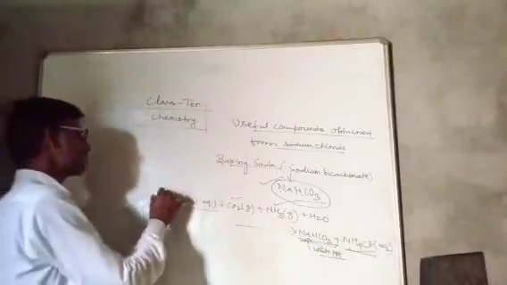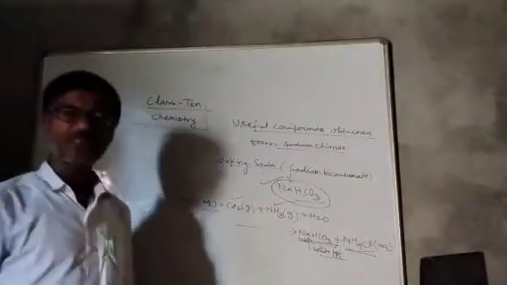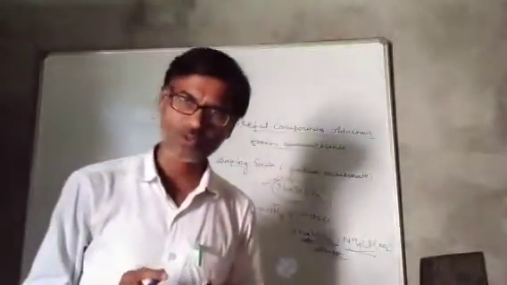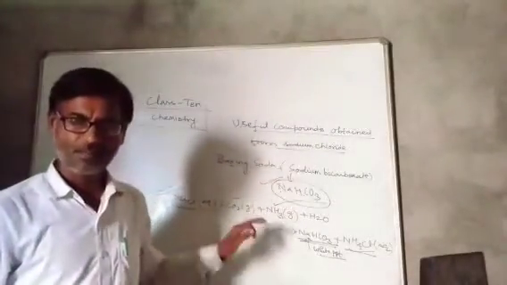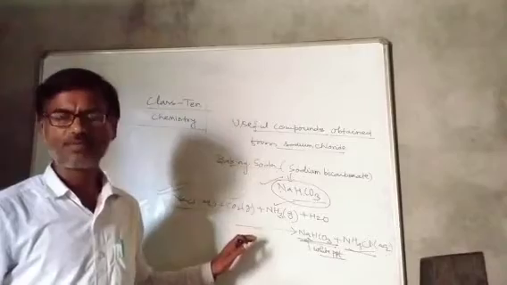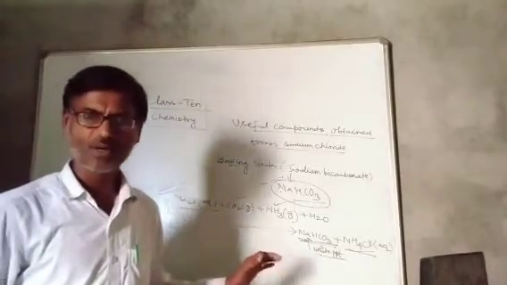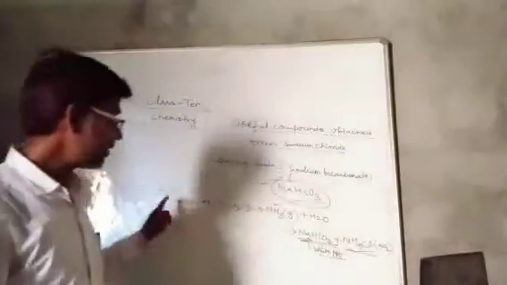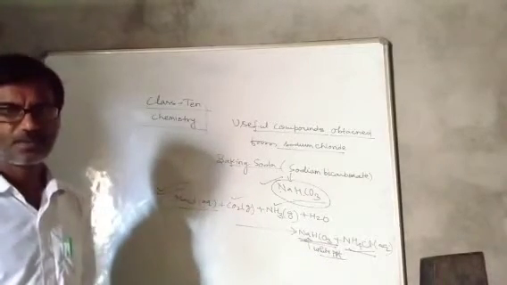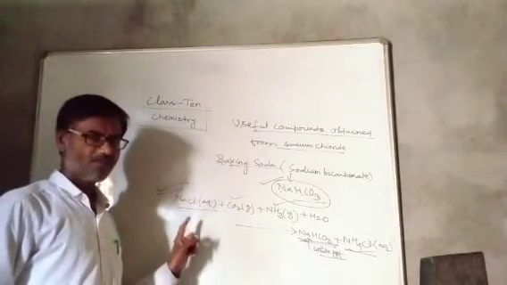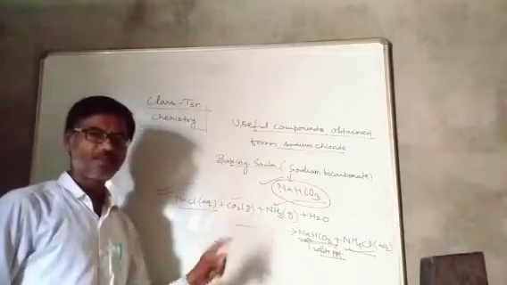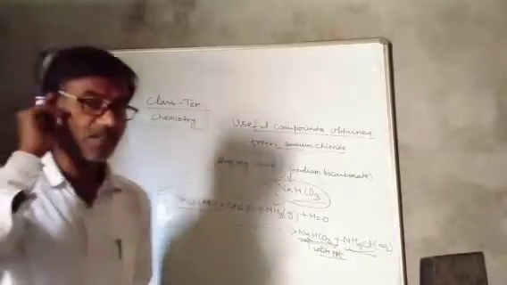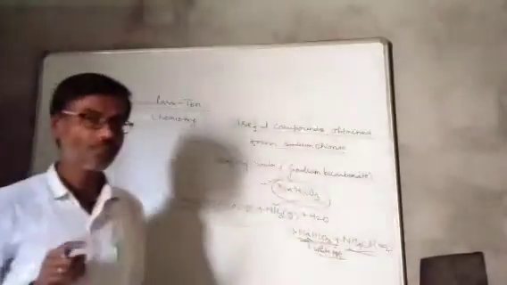This reaction is also the first step of the preparation of washing soda from brine, the sodium chloride solution. This is the chemical reaction which takes place in the first step of preparation of washing soda.